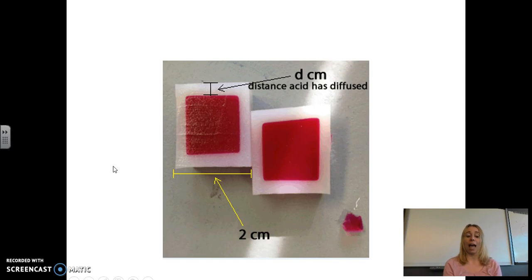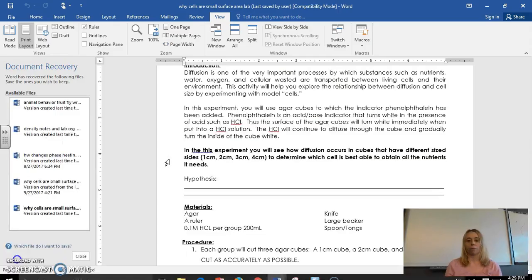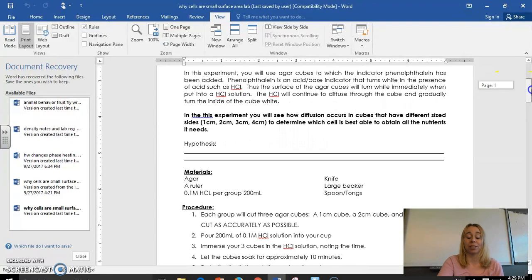I am now going to open the lab document to show you some things that are important. Okay, so the first thing I want you to do, if you look at the text that's here in bold letters, is hypothesize which of the cubes, and we're not going to be doing the 4 centimeter cube, so you can cross it out. I'm only going to be doing 1 centimeter, 2 centimeter, 3 centimeter. Which cube will be best able to obtain nutrients from the environment? In this case, the nutrient that we're adding is the acid. So which one will have the best acid diffusion?